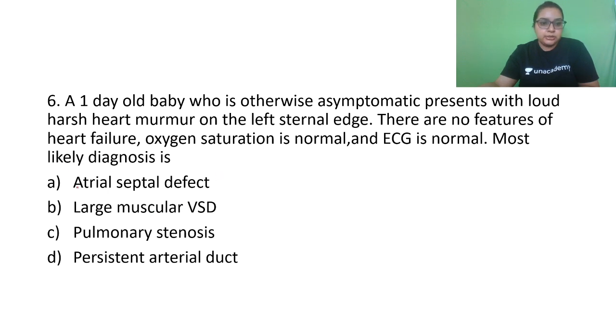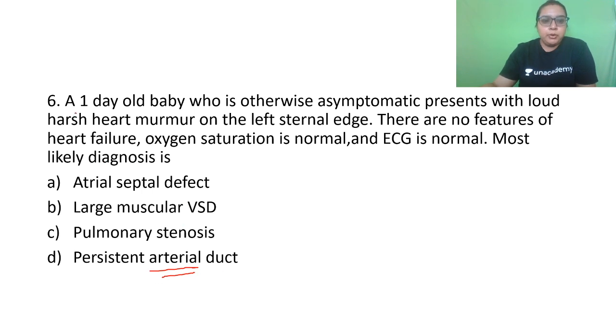Most likely diagnosis is ASD, large muscular VSD, pulmonary stenosis, and persistent arterial duct. So what do you feel is the answer? Okay, I've started getting. So one concept which I would like to clear over here is, okay, let me get more answers, then I understand what majority of you all are thinking. So most of you are giving up the answer as PDA. Okay, persistent ductus arteriosus or persistent arterial duct.